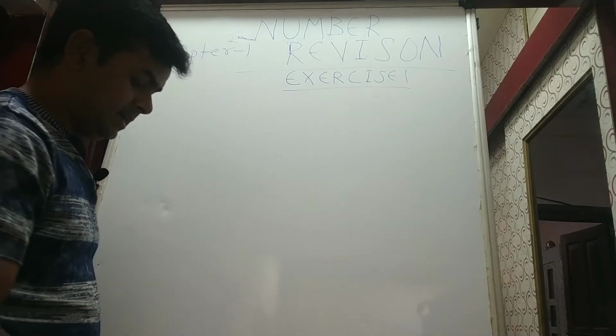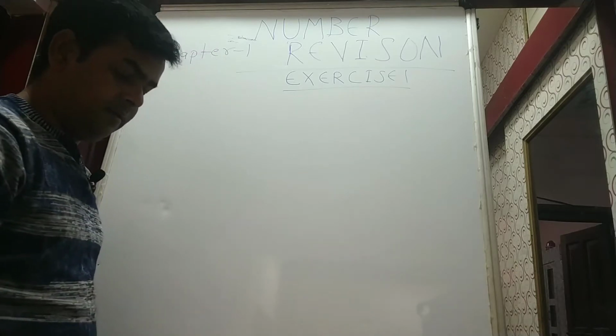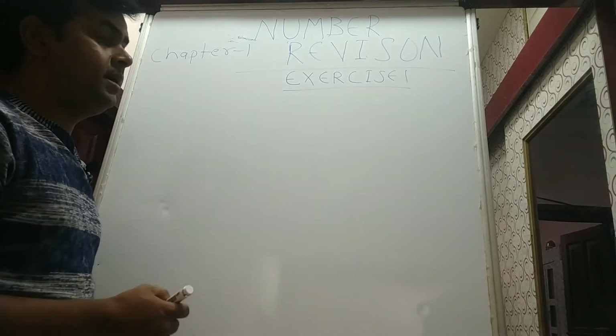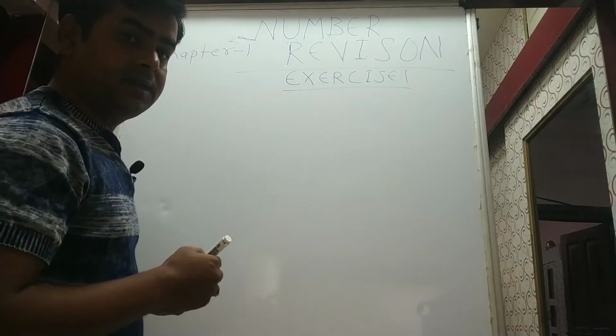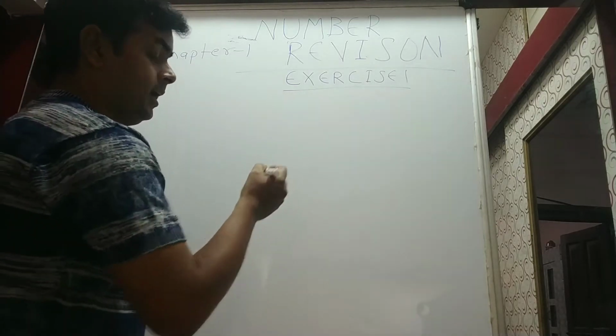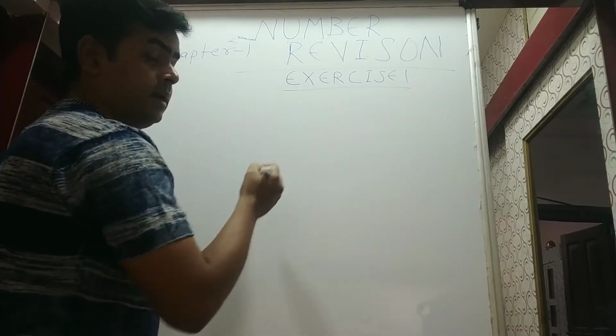Today we will discuss exercise 1. Along with this I will tell you a few properties of integers. Yesterday, in the last class, we discussed what an integer is. Let us reiterate what an integer is. Before this, what is a natural number?